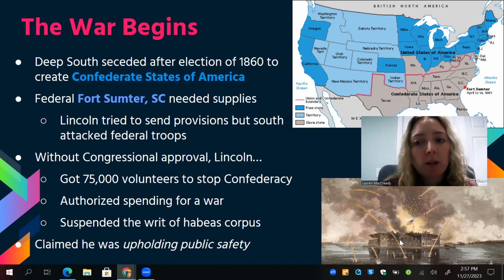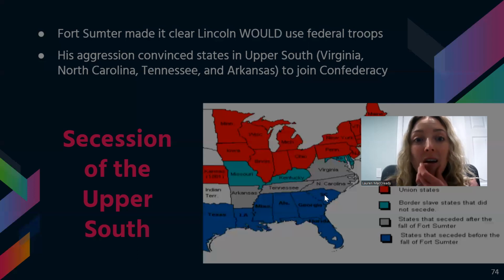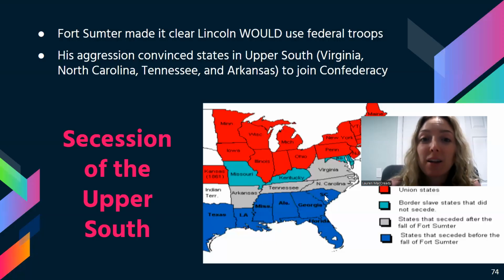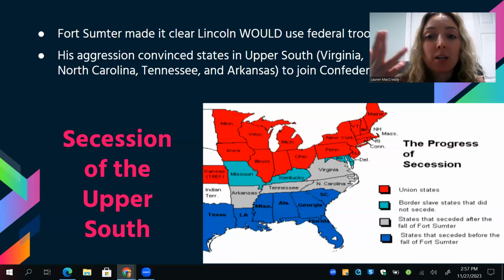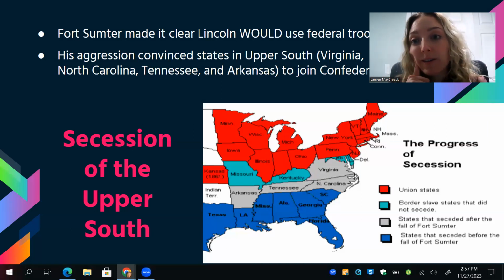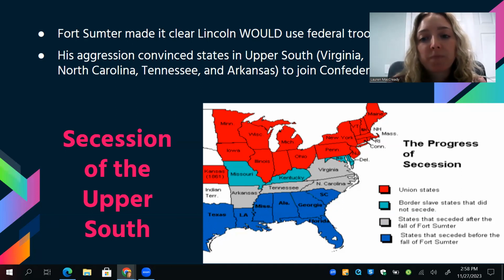And he claimed it was upholding public safety, that necessary and proper part of the Constitution, like that loophole. He's arguing that he's just doing the same thing. That is what makes the Upper South immediately secede, because it made clear that Lincoln would use federal troops against his own people. And that's where you get Virginia, North Carolina, Tennessee, and Arkansas to also join the Confederacy. Now they're all against him. So now we have the full Confederacy as it is in history.